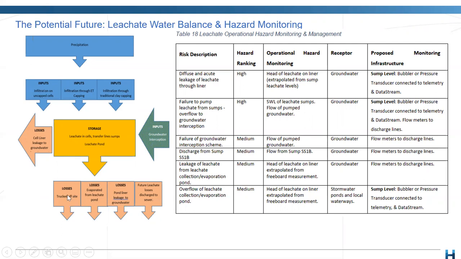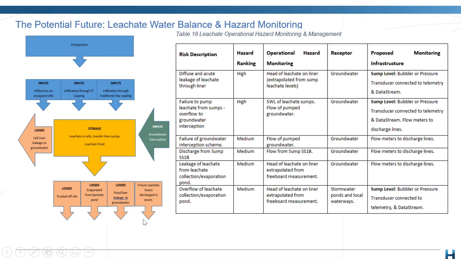So it could be trucked off site, evaporated from leachate ponds, could be seeping through the liner, very hard to quantify that one, and it could be going off site to sewer. There were also other inputs. So groundwater was a big issue on this site, and there was also some potential for those cells to be leaking to groundwater. The reason I put that in was really on just about every landfill site, you're dealing with that sort of flow diagram.